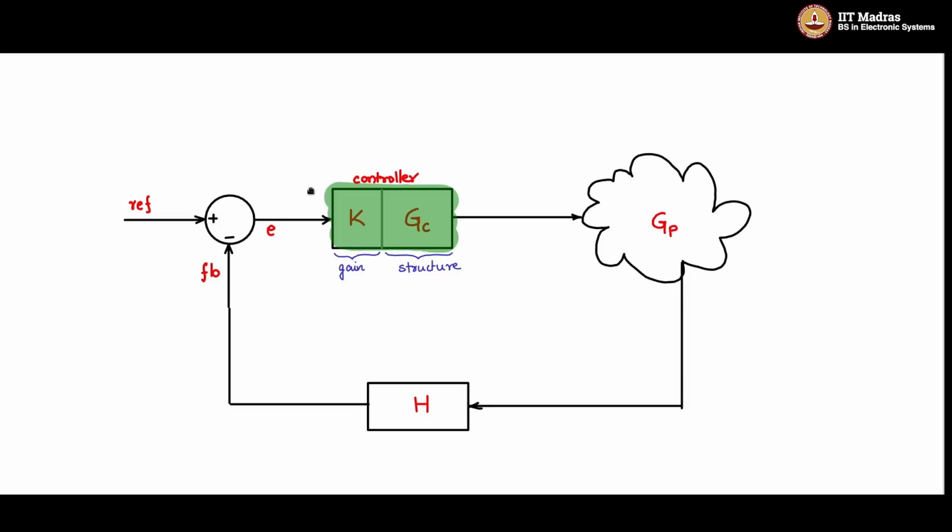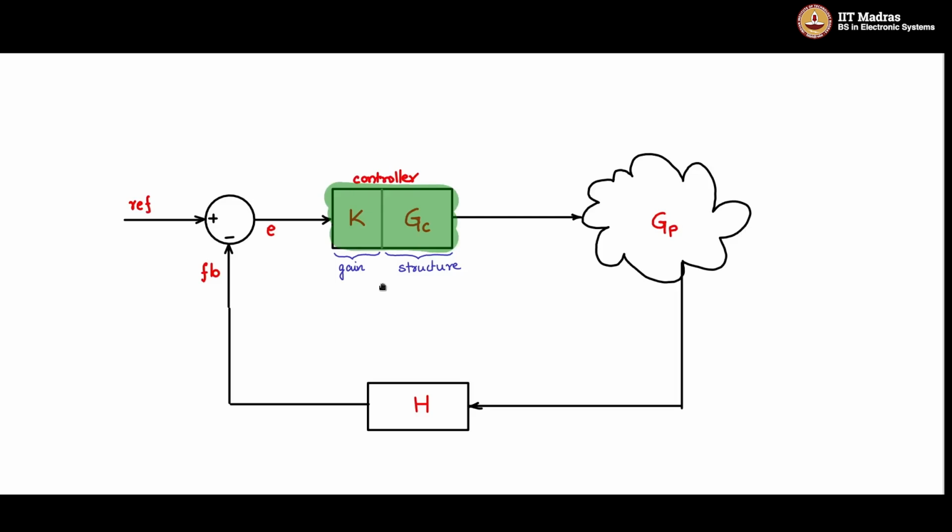Consider this control block diagram on the whiteboard. So you have the reference, the feedback, comparison between them, and the error, which is actually going to the input of the controller. And the controller is actually of two parts, the gain part and the structure part, GC, which is actually controlling the plant, GP. And there is a feedback portion which has an equivalent transfer function, H.